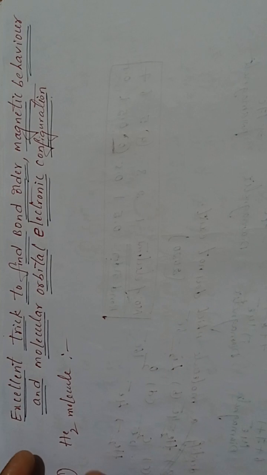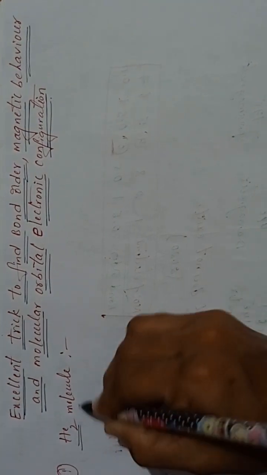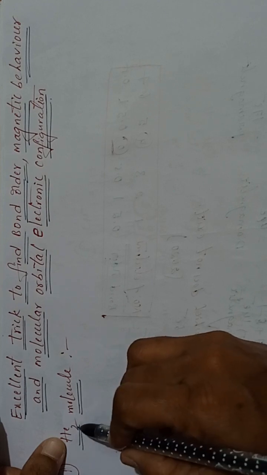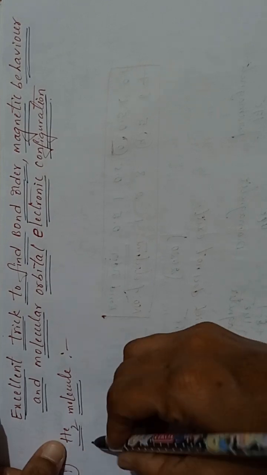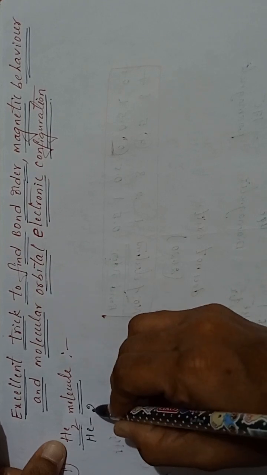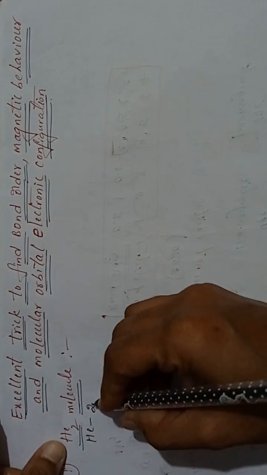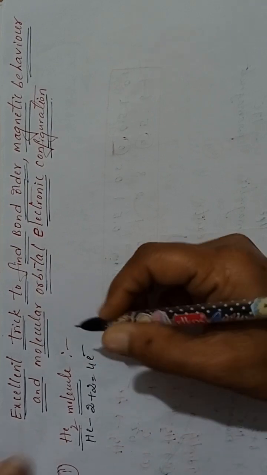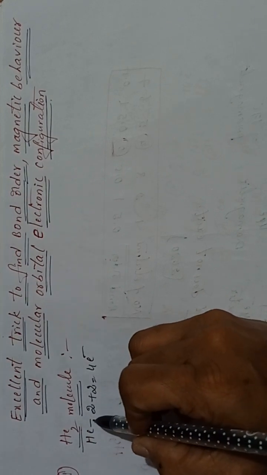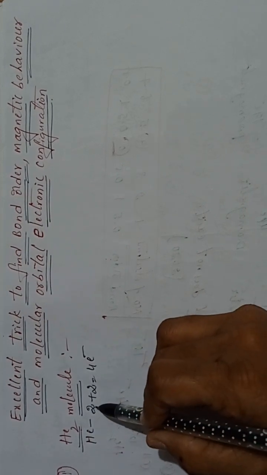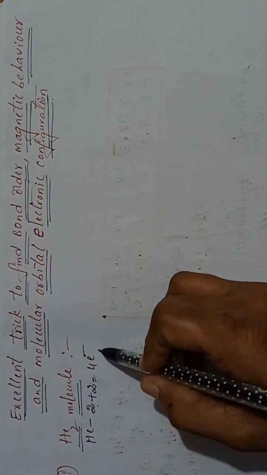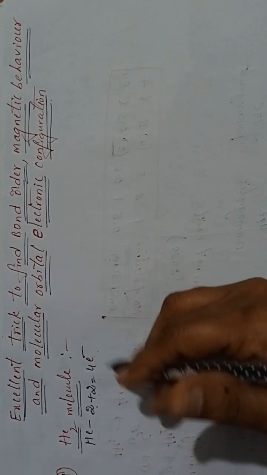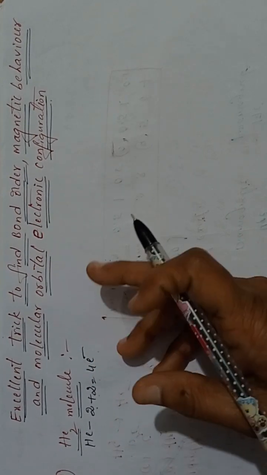In the He2 molecule, first of all, I am writing the total number of electrons. How many electrons are there? Two helium atoms are present in the molecule, and the helium atomic number is 2. So 2 plus 2 is 4 electrons. This is the total number of electrons. Now I'm going to write the molecular orbital electronic configuration.